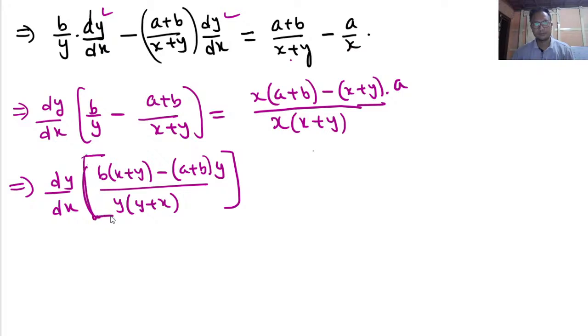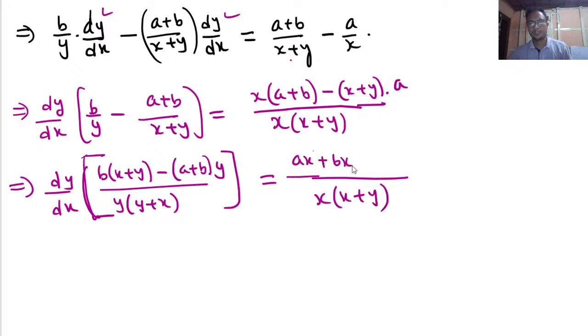Okay, this is what we are getting till now. Now multiply x with this. It will be ax plus bx minus a with x will be ax, a with y will be ay, but minus sign is there, so it will be minus ay. Right, now look at here. Here we have in the denominator x plus y, and here we have in the denominator x plus y, so we can cancel it out, right? Okay, no issue with that.